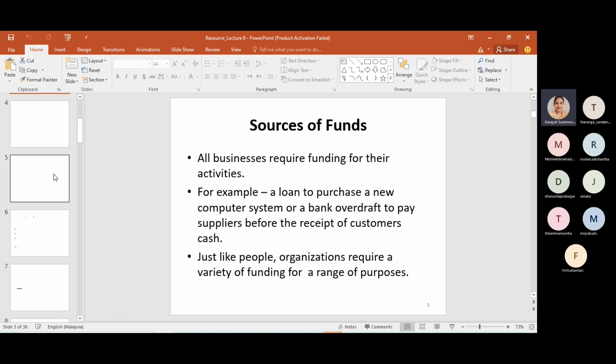Just like people, keep organizations aside for a while. As people, we also need money for a range of purposes, right? If you are traveling for a job, you need a certain amount of money. And if you are studying for diplomas or degrees or whatever courses you are following, you need to pay for those as well. So just like people, organizations also need money or funds for different purposes.